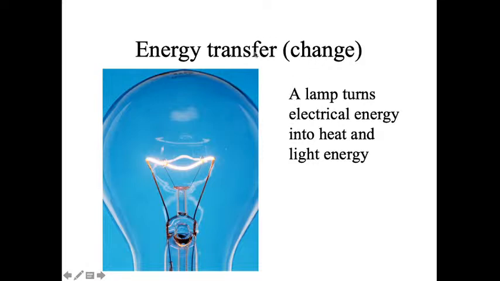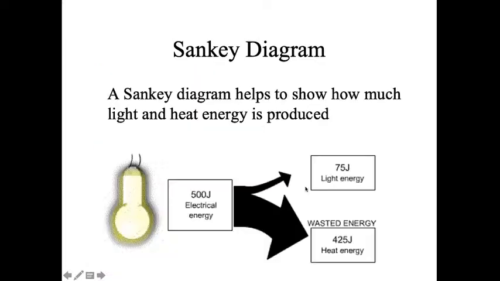Energy transfer, right? We have transformation, which is from one type to another. Transfer is changing from one object to another. So we can have the energy transfer from our power supply or power station to this light bulb's filament, right? It's actually transferring energy into this filament, which is going to heat up and produce light.